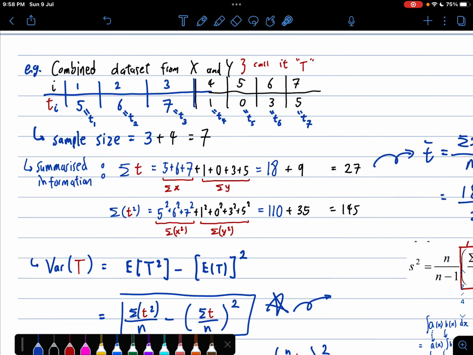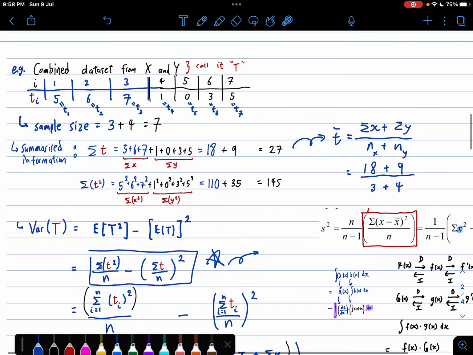Then you can also calculate the sample mean, or the unbiased estimator of the population mean, T bar, which is basically just adding everything together, sum x plus sum y, then dividing by n from sample x plus n from sample y. The sample size of data set x is 3, right? There are 3 pieces of data here. And then ny is the sample size of data set coming from y, which is 4, 5, 6, 7. So it's 4. 3 plus 4. Right, that's T bar. Then how do you calculate the variance?